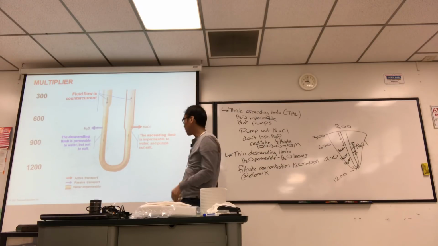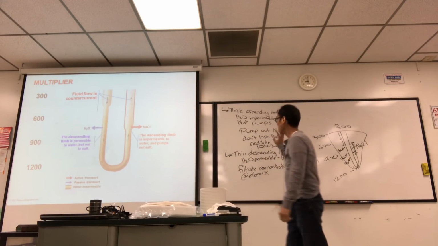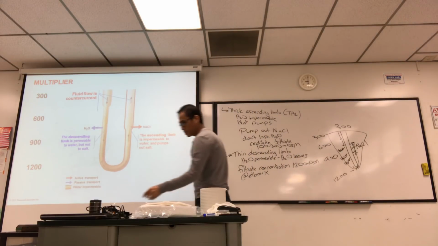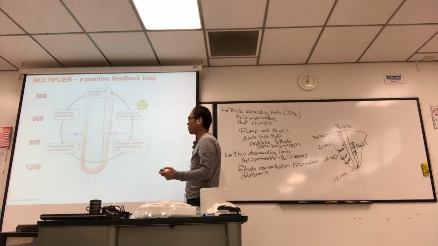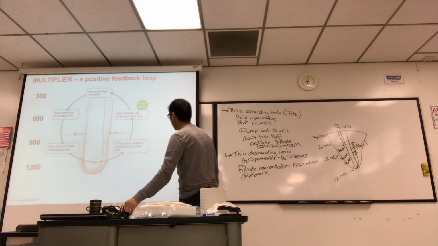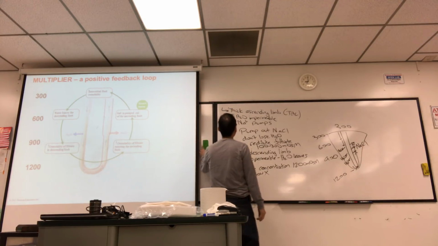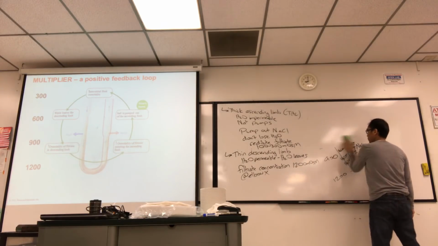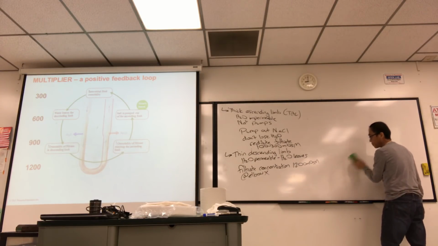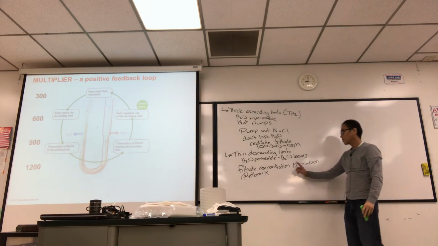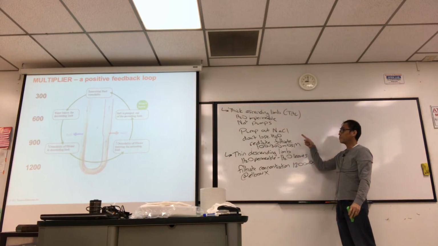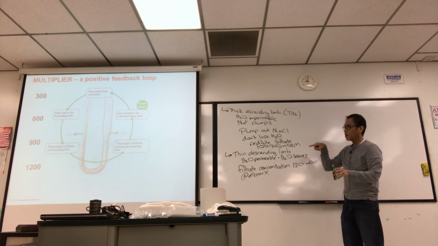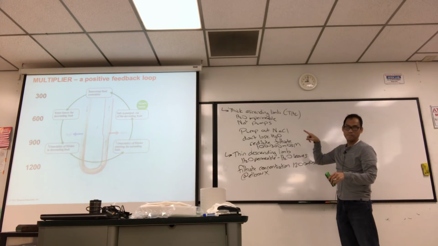Well, anyways, where I left off is you dilute the filtrate. So how do you create this gradient from 300 to 1200? Understand this feedback mechanism. This is a positive feedback loop. Recap, on the way down, lose water. On the way up, lose salt. And this is a positive feedback mechanism where on the way down affects on the way up.